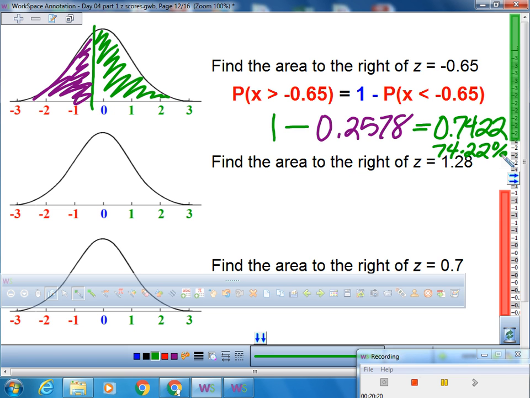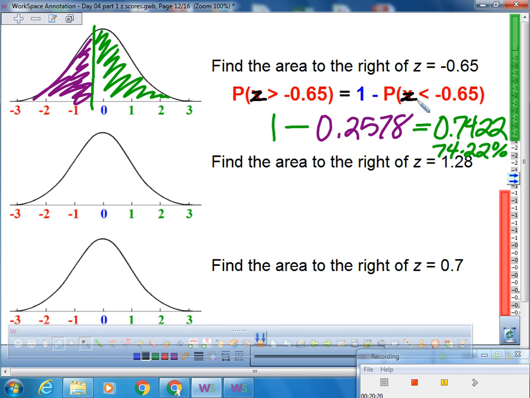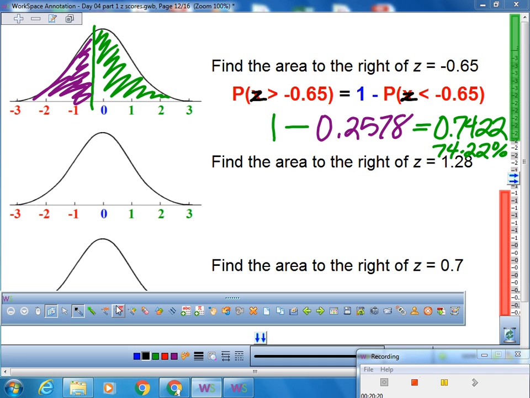Instead of x, oh, I see. You guys see the mistake? This should be a z. Yes, Lana. Lana suggests I explain a little bit better. I like it.